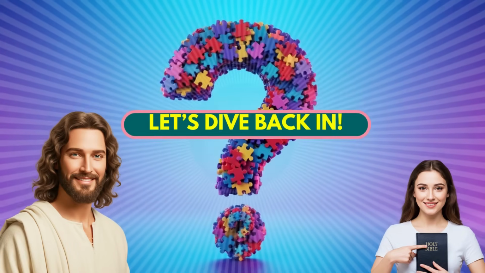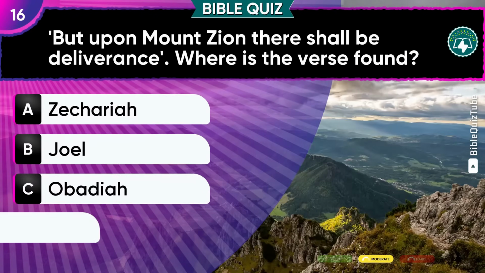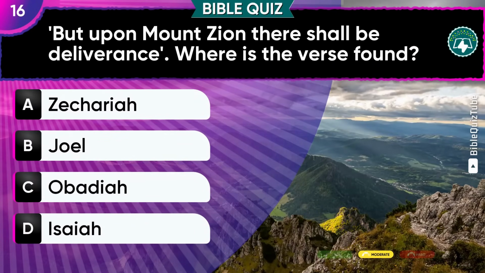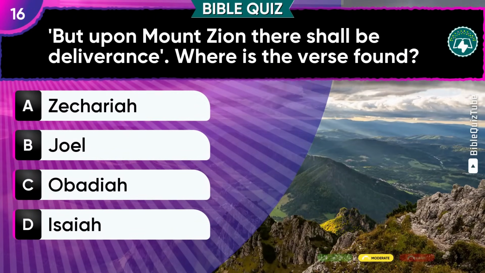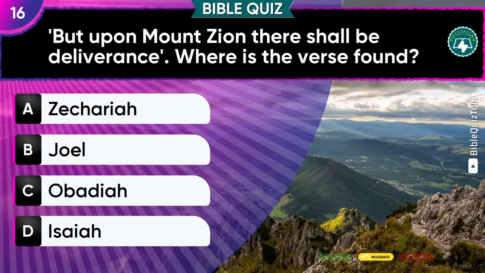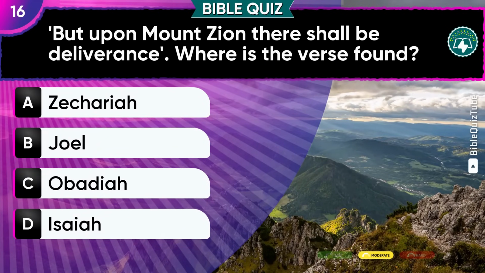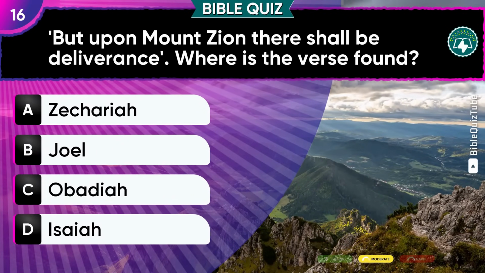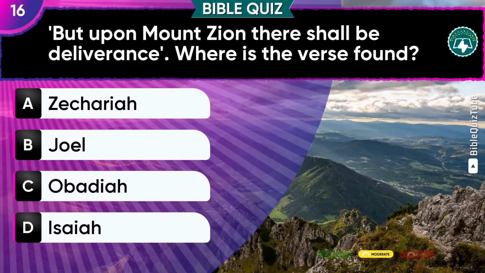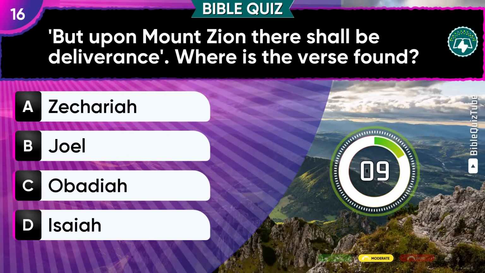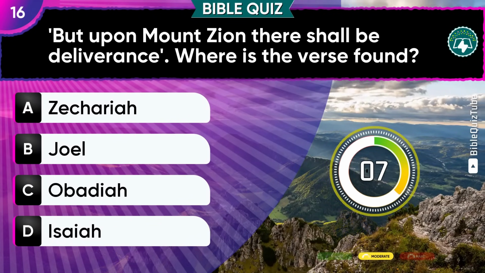Let's dive back in. Question 16. But upon Mount Zion there shall be deliverance. Where is the verse found? Think carefully now. A. Zechariah. B. Joel. C. Obadiah. D. Isaiah.